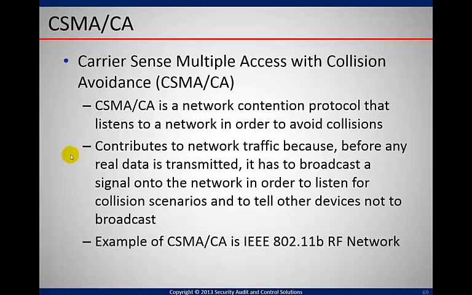Then, carrier sense multiple access with collision avoidance is a network contention protocol that listens to a network in order to avoid collisions. There is a contribution to network traffic because, before any real data is transmitted, it has to broadcast a signal onto the network in order to listen for collision scenarios and to tell other devices not to broadcast. An example of this is the IEEE 802.11b radio frequency network.